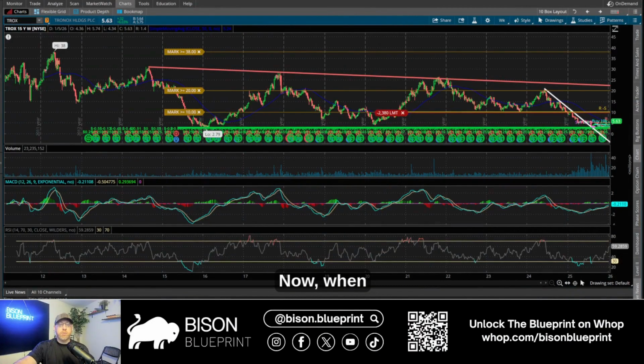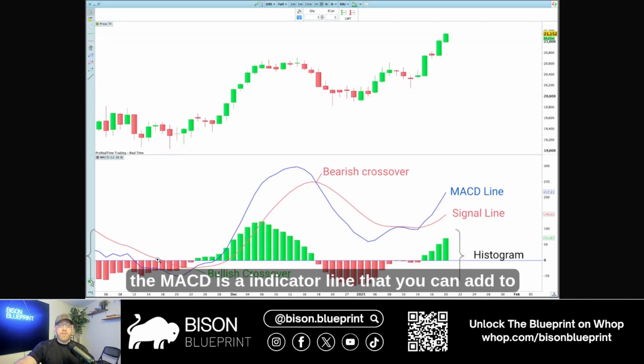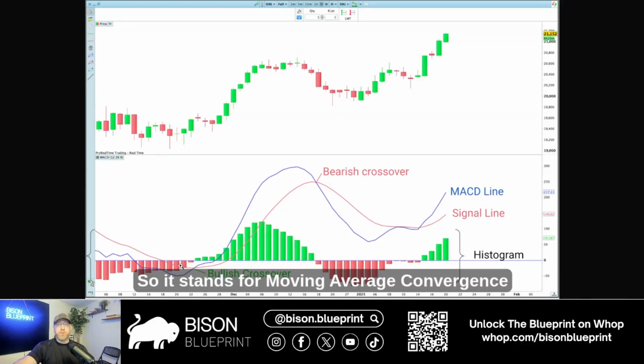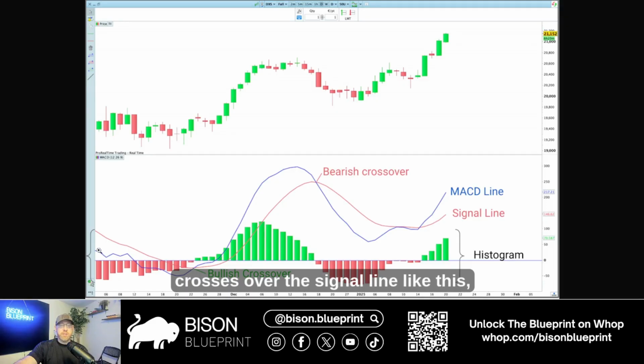Now, when we look at the MACD, for those of you that are not familiar, the MACD is an indicator line that you can add to your charts. A quick summary is it tracks the moving averages. It stands for moving average convergence divergence. At the bottom here, you'll see an example of a MACD. And when the MACD line crosses over the signal line like this, curls up, you have a typically bullish setup.